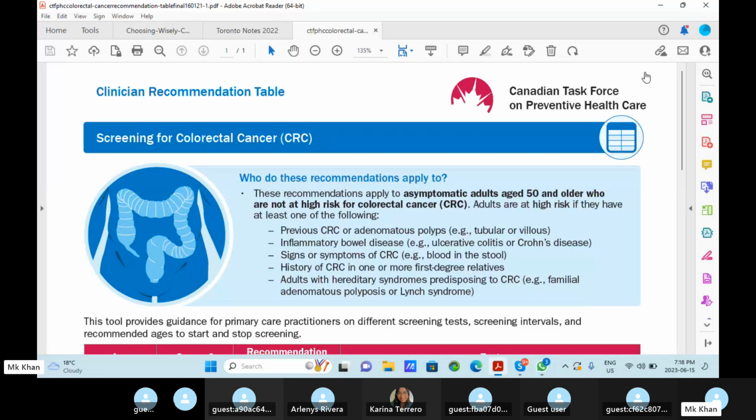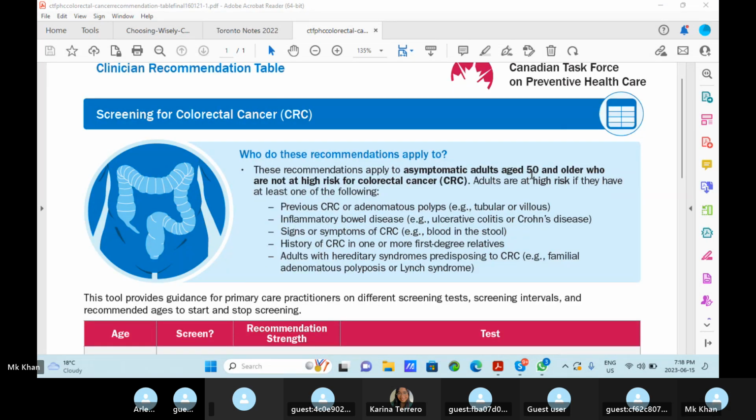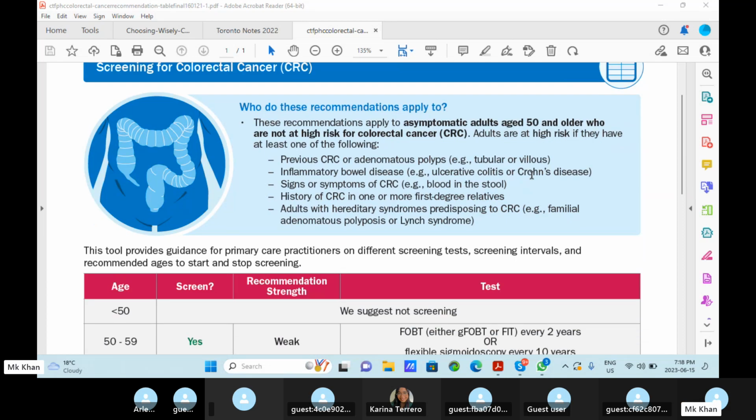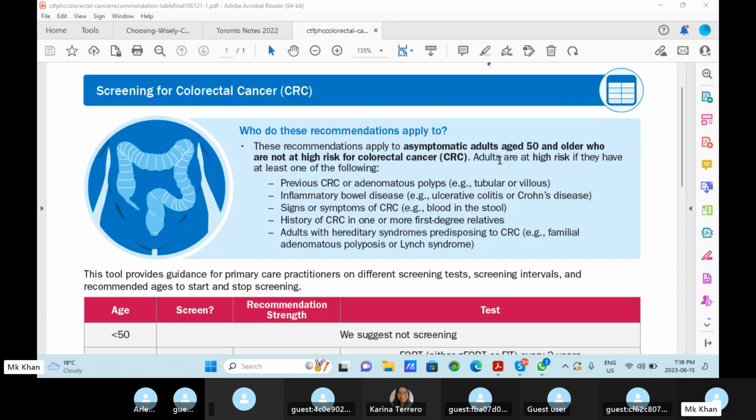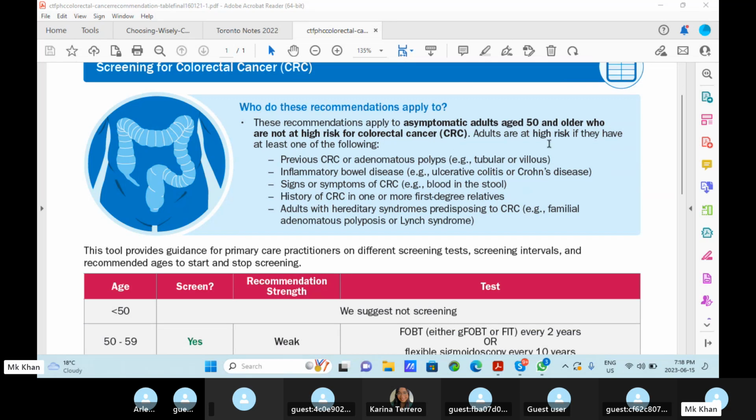Okay, so we'll quickly see the Canadian Task Force recommendation, what we have done so far. For colorectal cancer, the asymptomatic adults age 50 and older who are not at high risk. Adults are at high risk if they have at least one of the risk factors. So this is basically for the general population. But who is the high risk population?